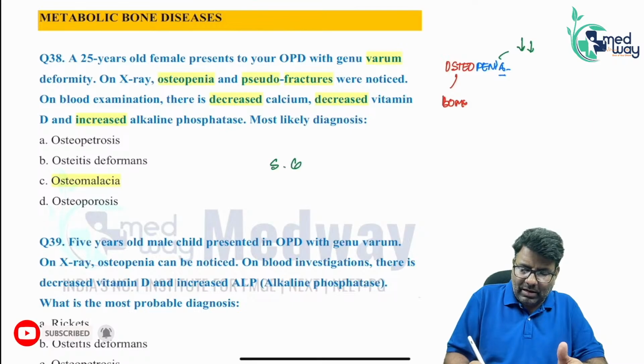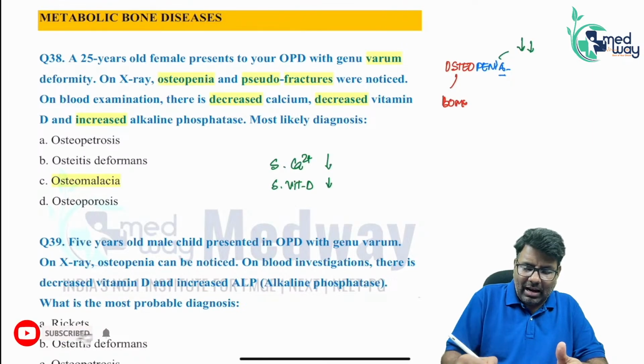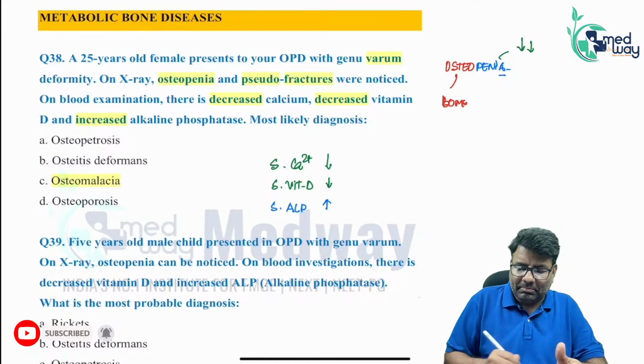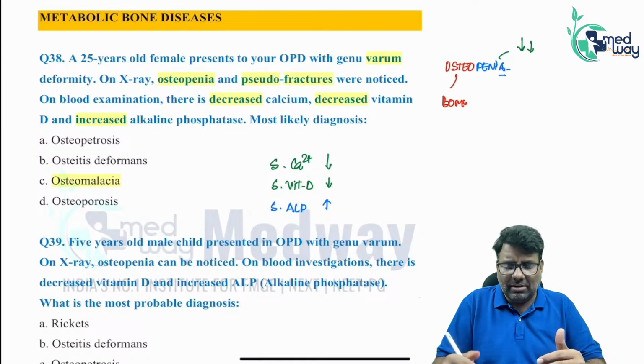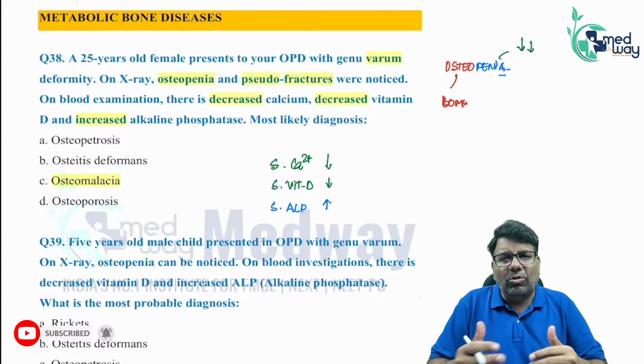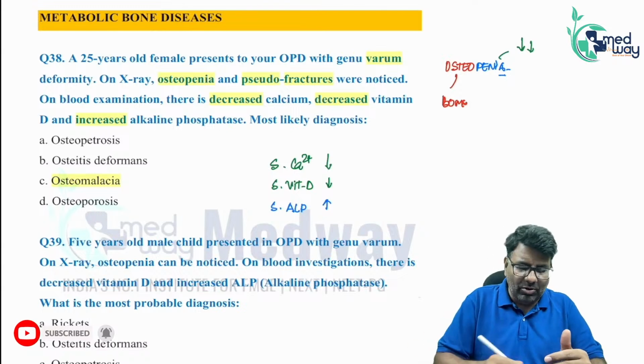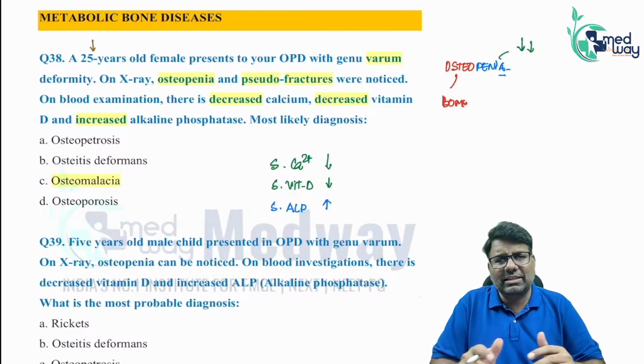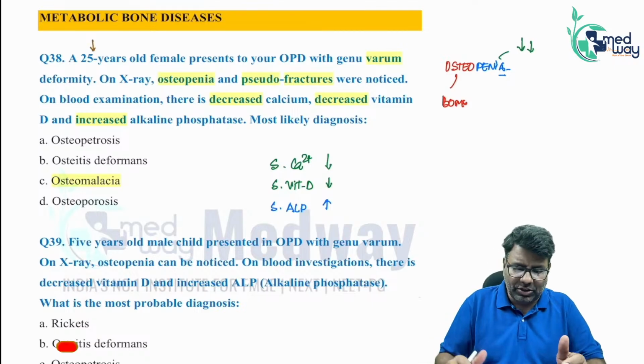So less serum calcium, then less vitamin D, and increased alkaline phosphatase. So serum calcium is less, serum vitamin D is less, and serum alkaline phosphatase is high. So this is a classical picture of osteomalacia, the counterpart of rickets, which we see in childhood. It is seen in the elderly, and it is exactly the same as rickets of childhood.